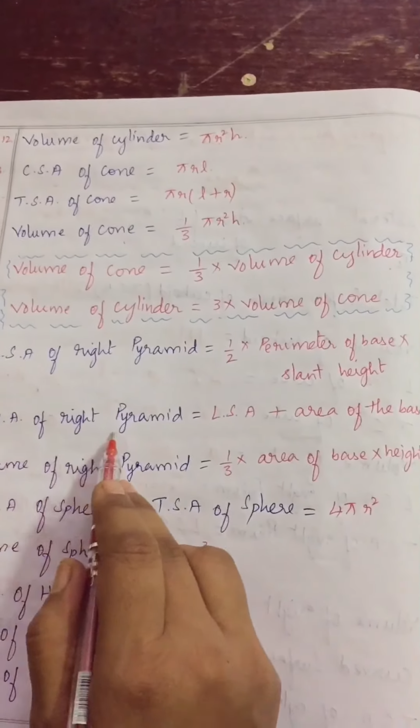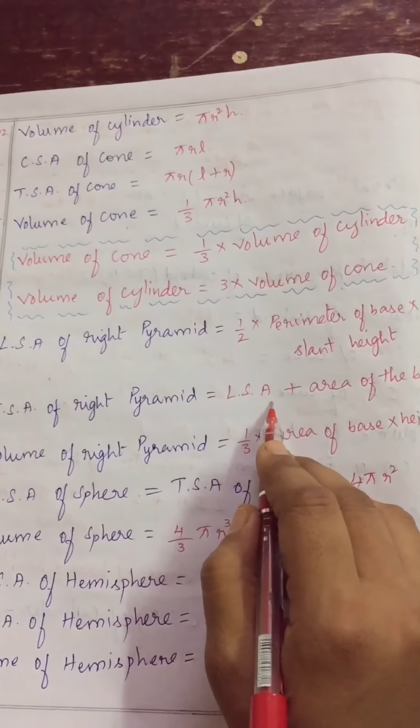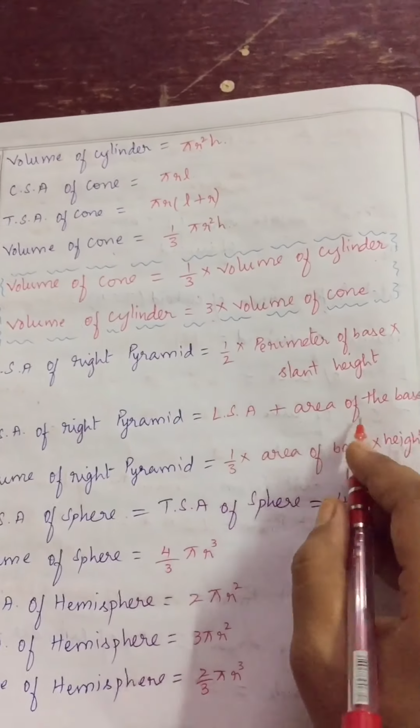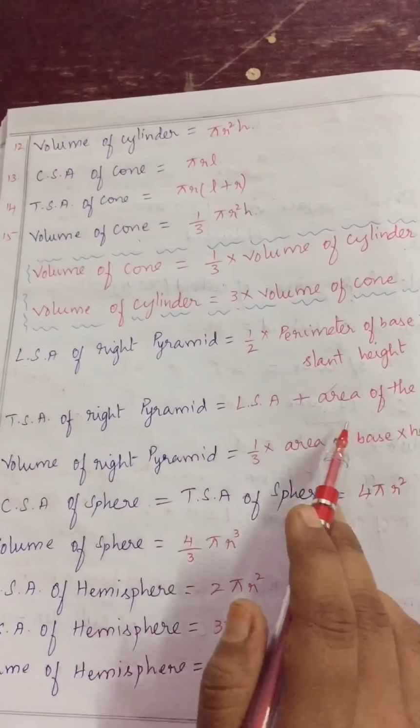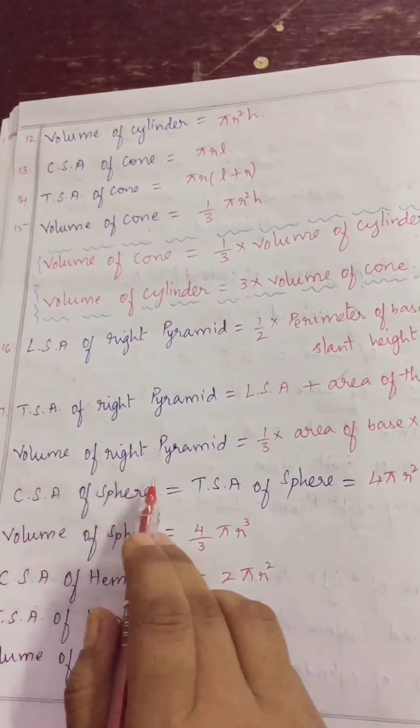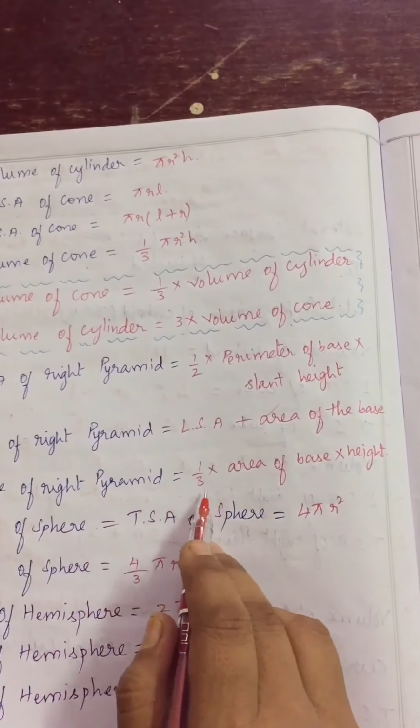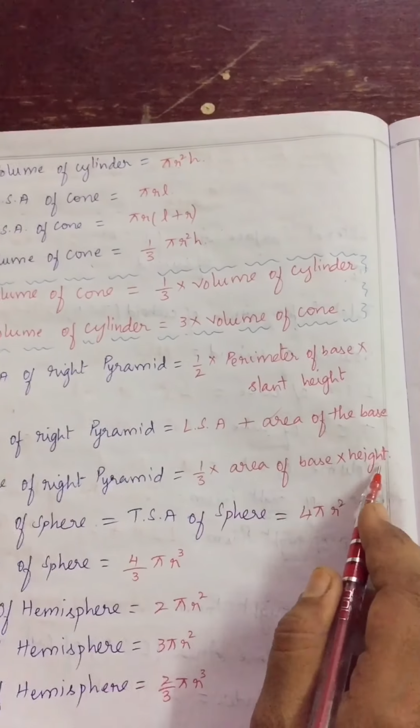Now next is lateral surface area of right pyramid is half into perimeter of base into slant height. Then total surface area of right pyramid is lateral surface area plus area of the base. When we solve the problem easily, you will understand how to do it. Then next is volume of right pyramid is 1/3 into area of base into height.